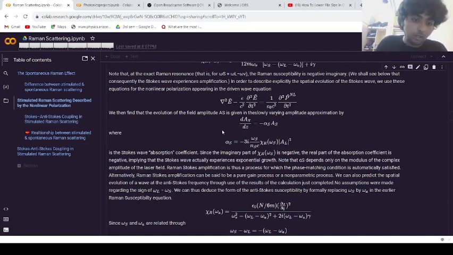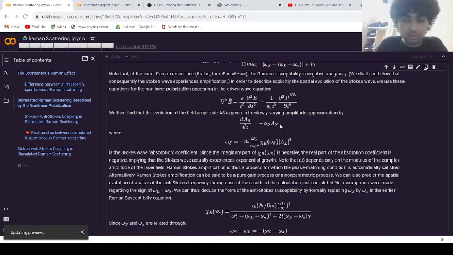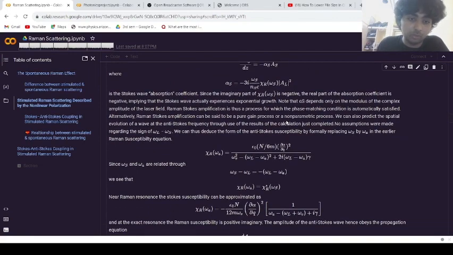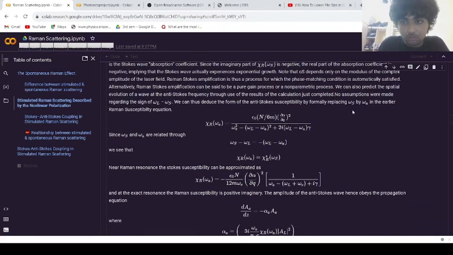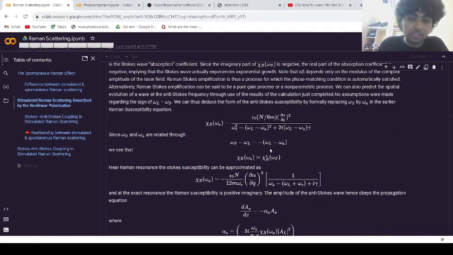So the Stokes field will experience gain. It will experience exponential growth. Further, there's no phase mismatch term right here. There's no exponential wave vector term right here. So there's no phase mismatch condition in this. This is a pure gain process. It's a non-parametric process.